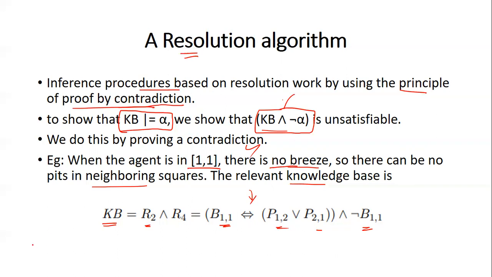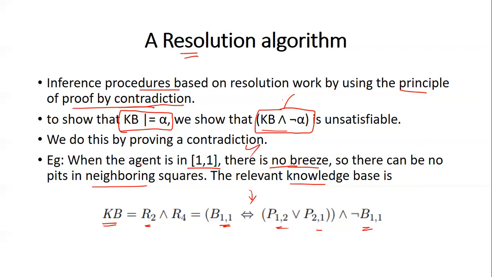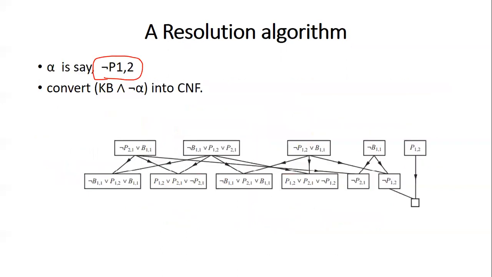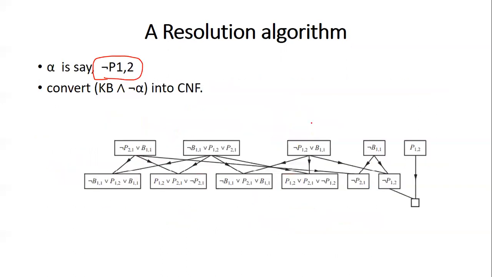So alpha is what? There is no pit in 1,2. That is alpha, right? Because what is our KB? Our KB is if there is breeze in 1,1, there is pit in 1,2 or 2,1, and there is no breeze in 1,1. As there is no breeze in 1,1, there is no pit in 1,2, right? But resolution works through contradiction. So what is contradiction? KB and not alpha we should prove. So we should try to prove KB and not alpha.